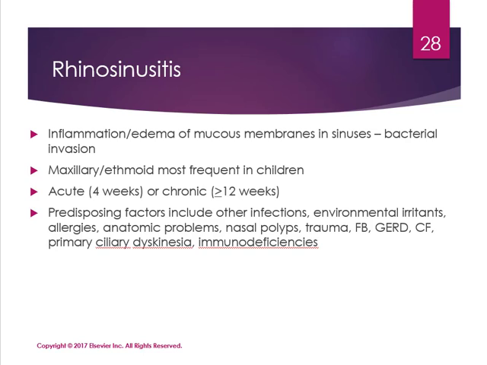So a little bit about rhinosinusitis. That is the inflammation and the swelling of the mucous membranes in the sinuses, and that can often cause obstruction and be an ideal setup for bacteria. In children, the maxillary and ethmoid sinuses are the most frequently affected with rhinosinusitis. Like many conditions, it can be divided into acute and chronic. Acute would be approximately 4 weeks along with the symptoms, and chronic would be symptoms that are greater than 12 weeks or longer.